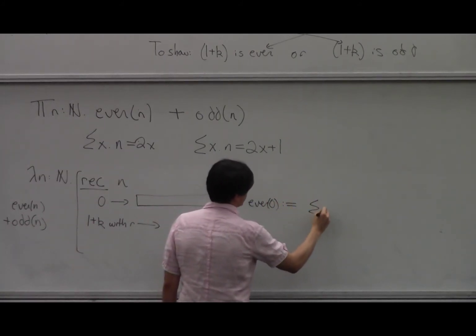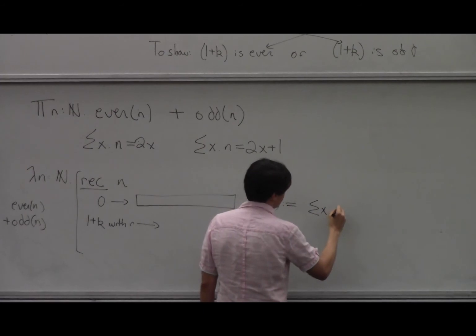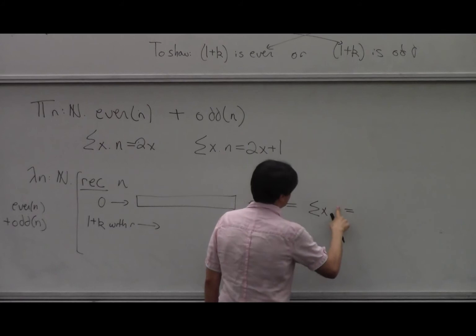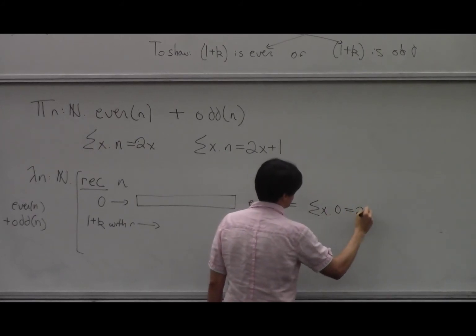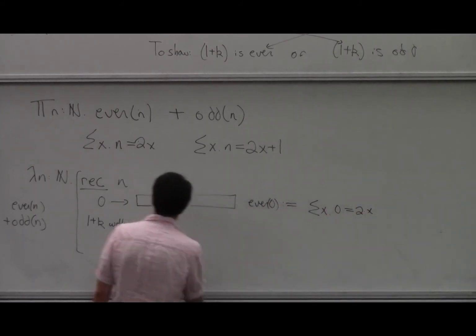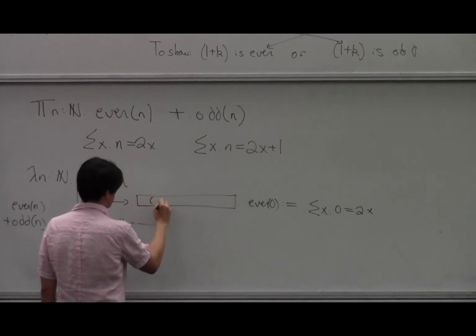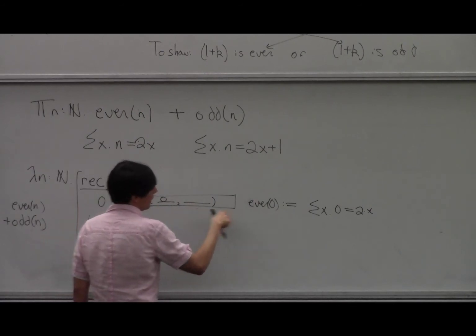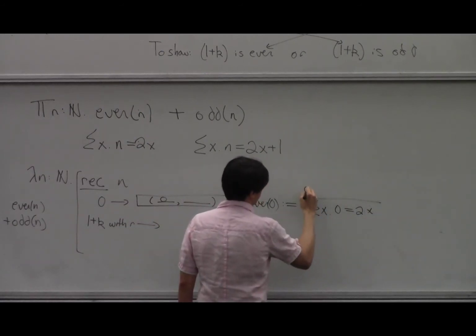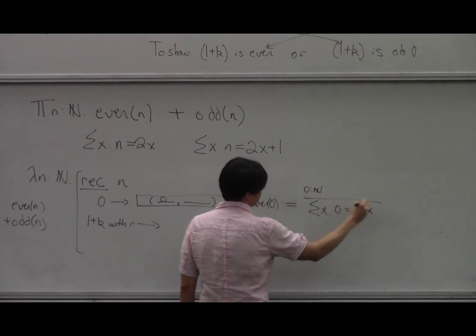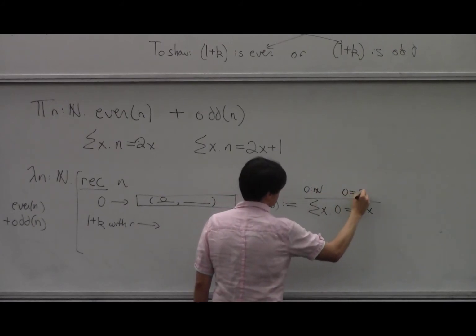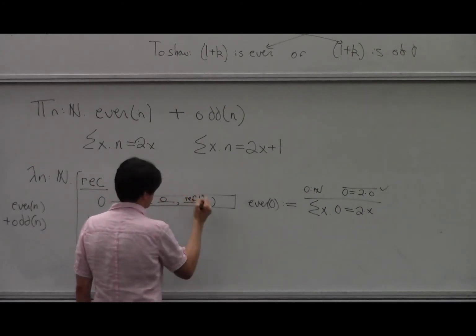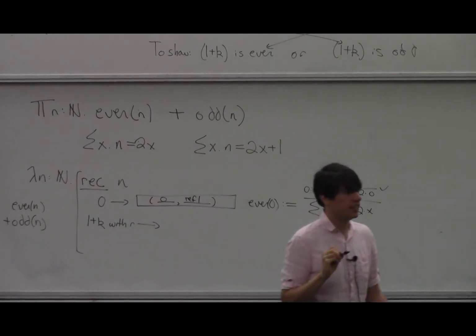It means there exists an x such that 0, keep getting it backwards, is equal to 2 times x. And so somehow here, using our rules for sigma types, we should be able to say, take this to be 0, and then if we take 0 for n here, the second premise is 0 equals 2 times 0. Well, that should be true by some sort of reflexivity principle for equality, right?